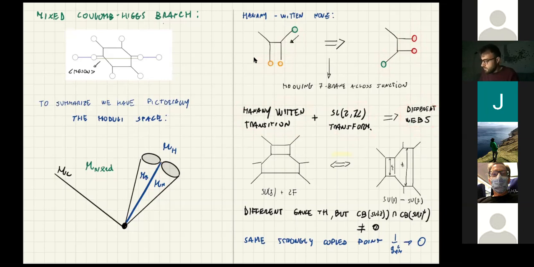Moreover, a Hanany-Witten transition plus an SL(2) transformation can define different webs. So we can do a Hanany-Witten transformation and then the web will change. Or we can do an SL(2) transformation, for example, an S-duality transformation. S-duality here means a rotation of this web by 90 degrees. So this one corresponds to SU(3) with 2 flavors. And the rotated one corresponds to an SU(2) times SU(2) quiver, connected by a bifundamental hypermultiplet.